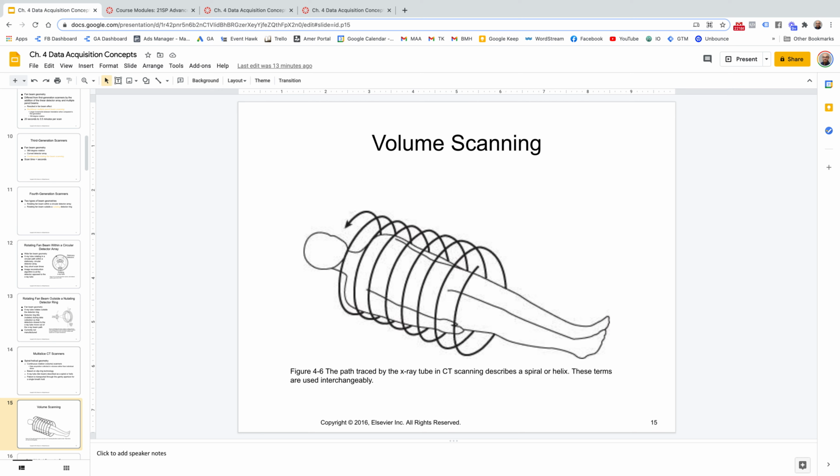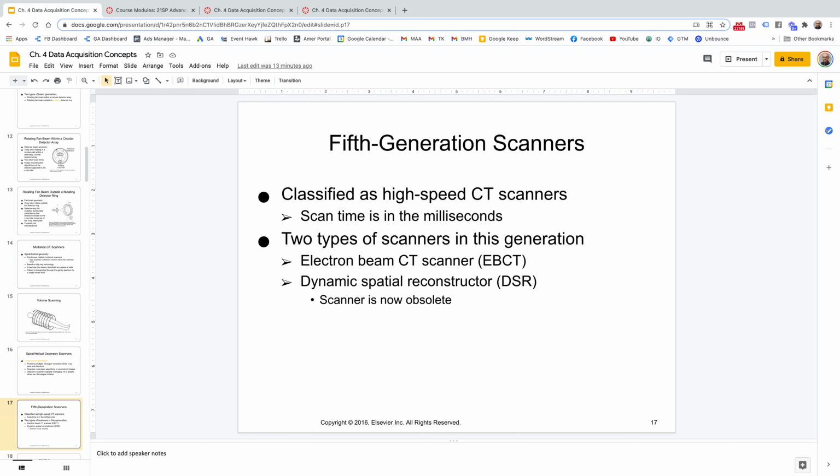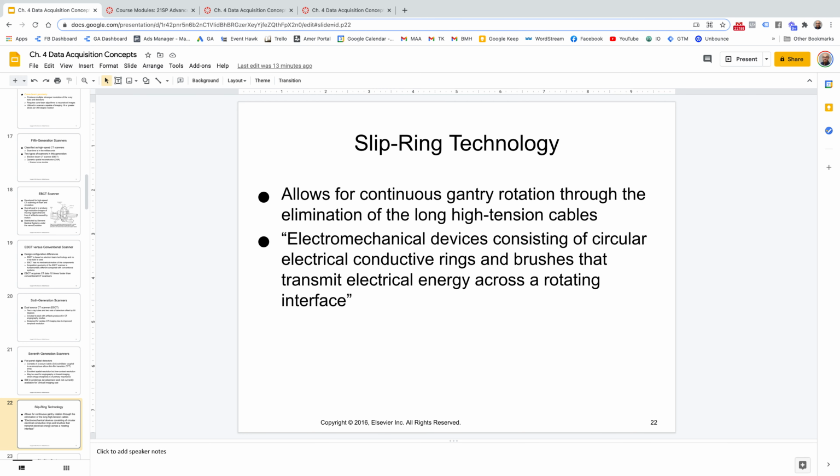So volume scanning is basically where it continues to scan. Cone beam, we talked about fan beam, but now once you start spinning, once you start producing multiple detectors, it turns from a fan into a cone beam. So we talked about 5th, EBCT, 6th, 7th, slip ring technology.